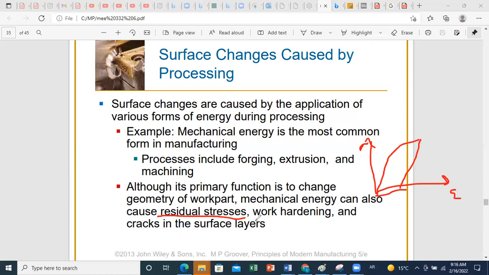We talked also about strain hardening, and how this can affect the mechanical properties of your material. And sometimes, due to deformation, we might get cracks in the surface layers. Cracks in general are a weakness sign, and we try to avoid them.